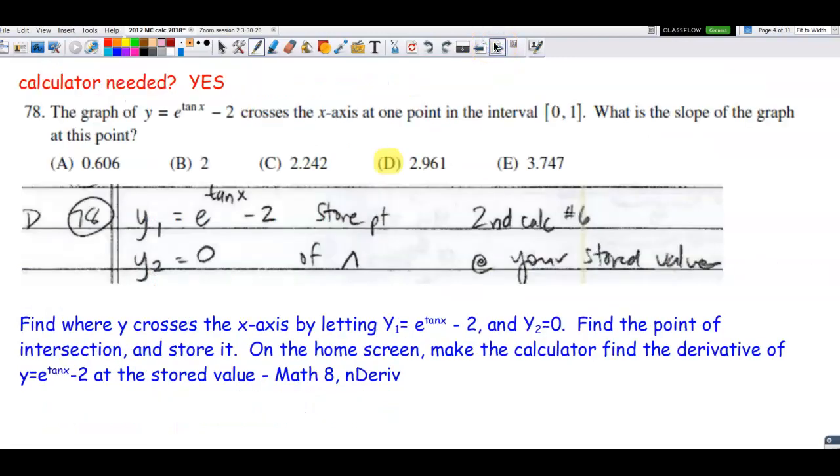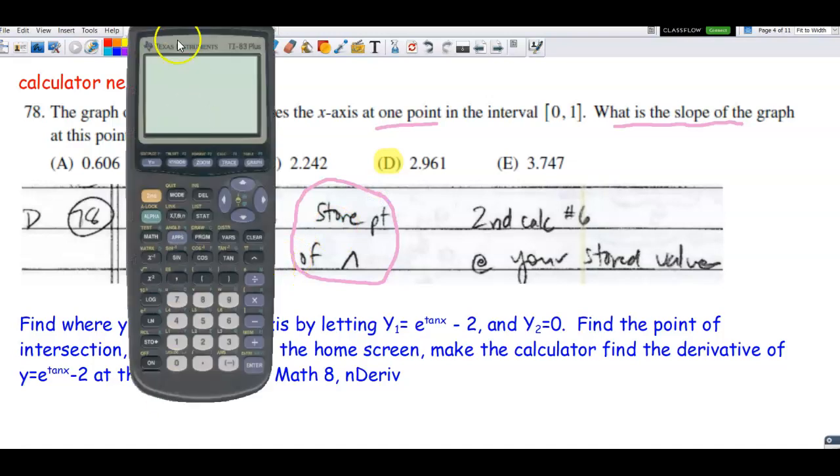In number 78, you will need a calculator. So the first thing you would want to do is put e to the tangent x minus 2 in your calculator as y1, as you can see right here. And the question is asking, this given function crosses, they're telling us it crosses at one point. What is the slope of the graph at that point? So the first thing we have to figure out is, where does the given graph cross the x-axis?